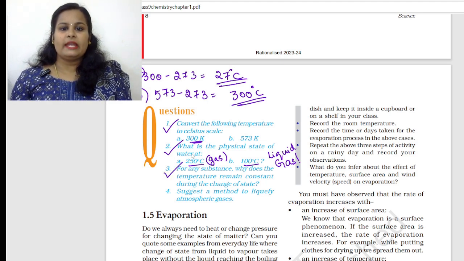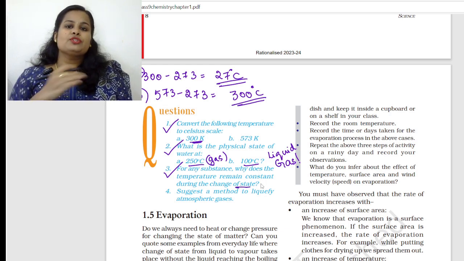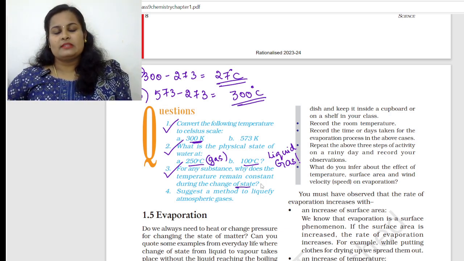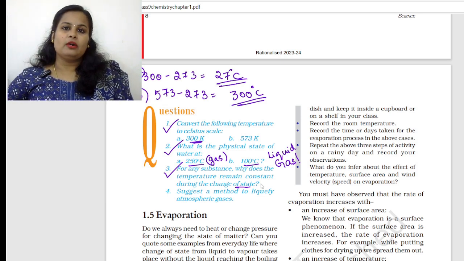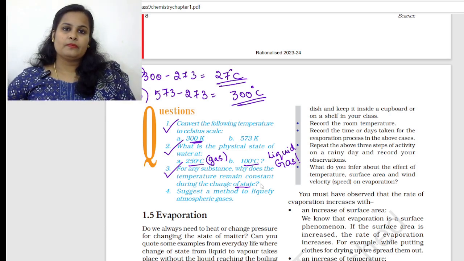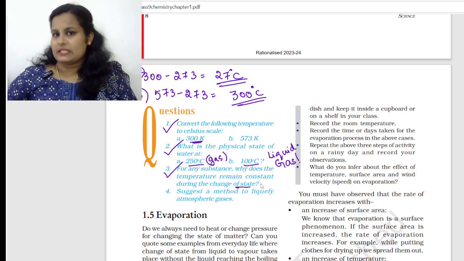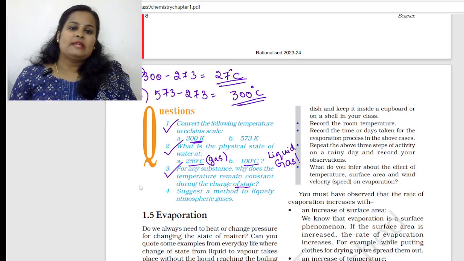Now the third one, for any substance, why does the temperature remain constant during the change of state? During the change of state, the heat energy that we supply is being utilized to overcome the force of attraction between the particles to get changed from one state into another, and it is stored in the form of latent heat. All right. So that's the answer for this question.